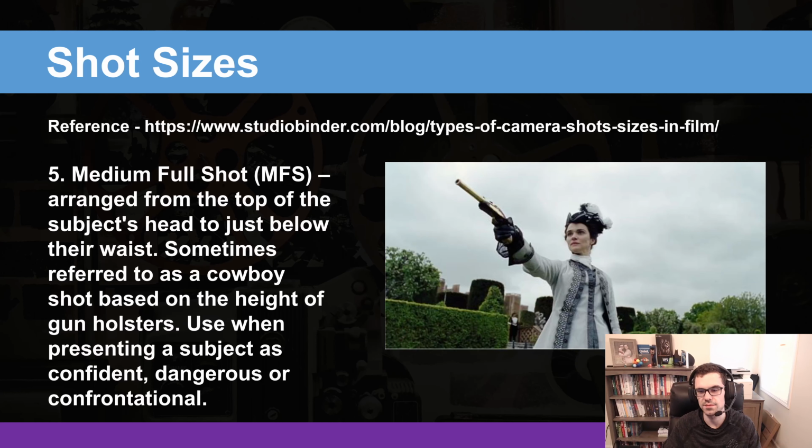Number five is the medium shot, and it's otherwise known as the cowboy shot because of where it places the cutoff at the place where we have gun holsters usually.